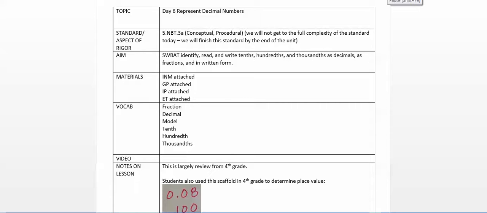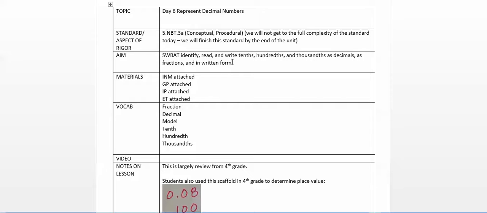Right, we're looking at day 6. This is representing decimal numbers. We're not going to get the full extent of the standard today, the full complexity, the full rigor, but we're working towards that by the end of the unit. This is largely review from 4th grade.